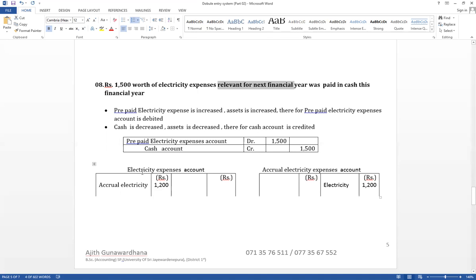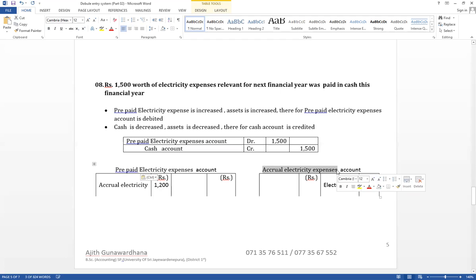Therefore, you have to prepare prepaid electricity expense, this one. This one prepaid electricity expense account debit, and cash account credit. Here double entry cash accounts. Therefore, here description as prepaid electricity and this one as cash. Paid in cash, cash account credit, but that value is not relevant for this financial year. Therefore, prepaid electricity is an asset. Expense paid for next financial year.